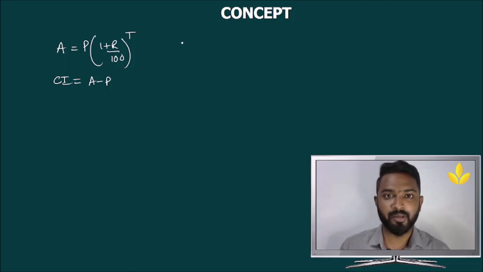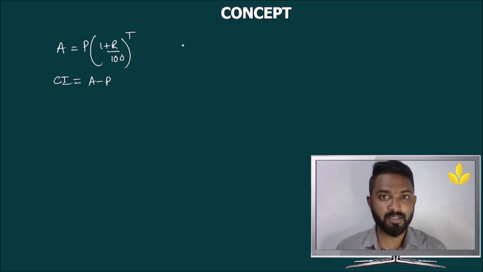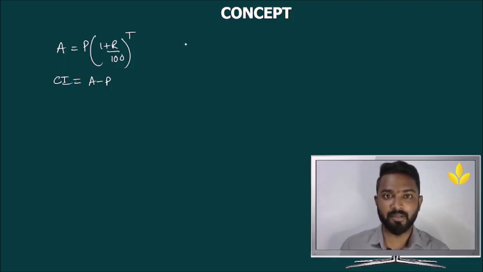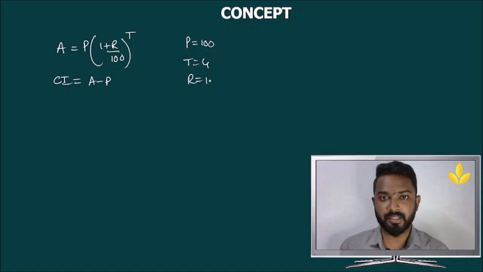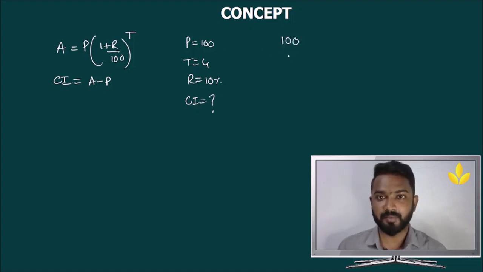Let me show you. Let me use the same example as the simple interest example. That is, principal is 100. The time is 4 years. The rate is 10%. Let's find the compound interest. This is how we do this. We have 100 as the principal. This first increases by 10%. 10% of 100 is 10. This gets added over here, it becomes 110.